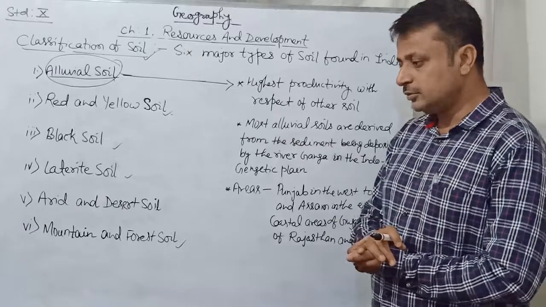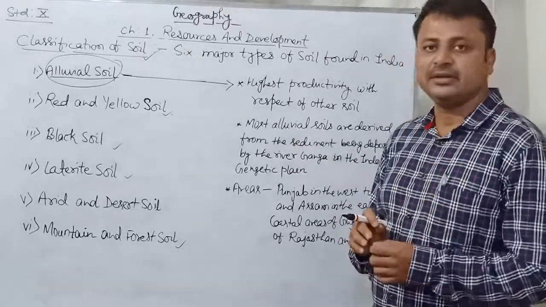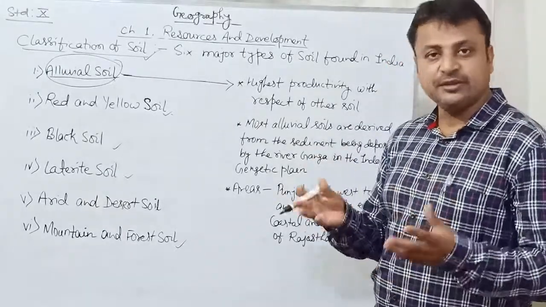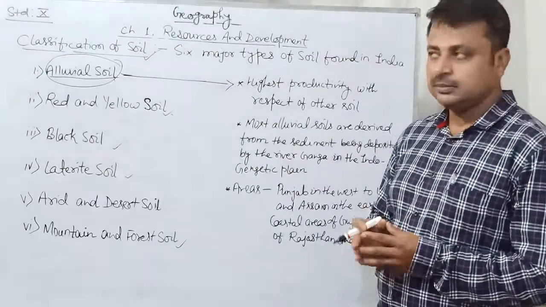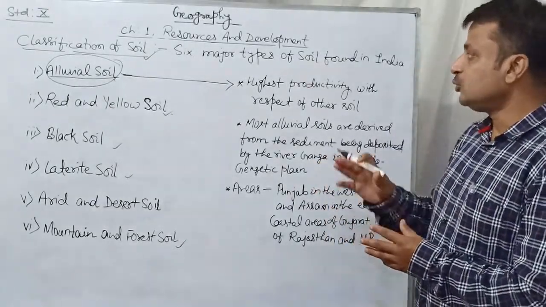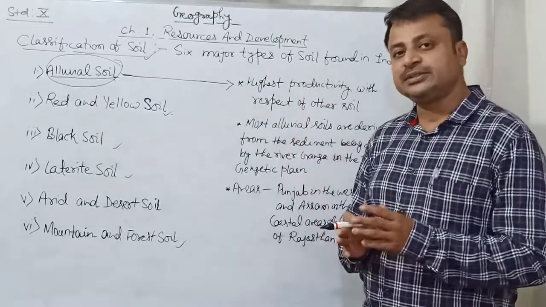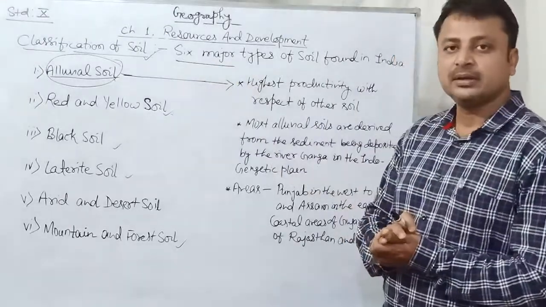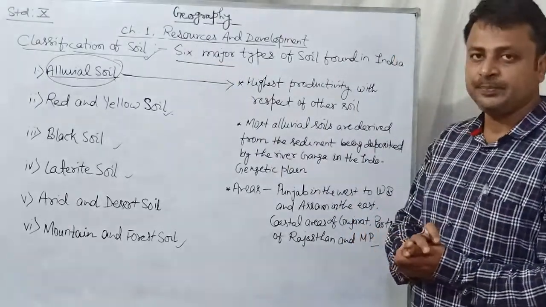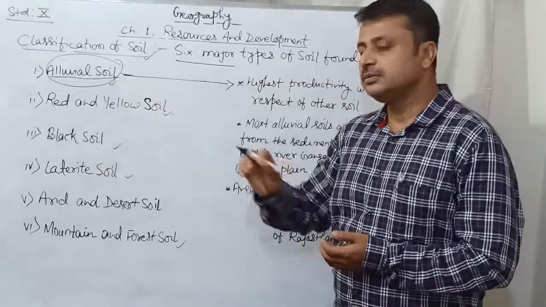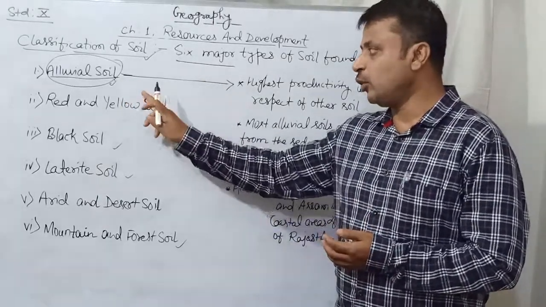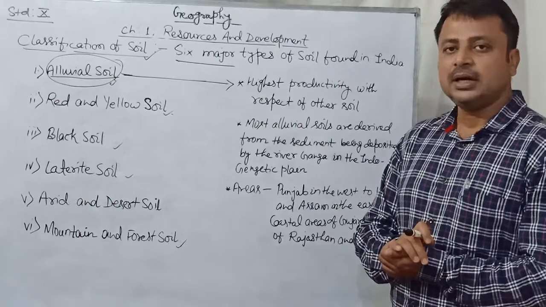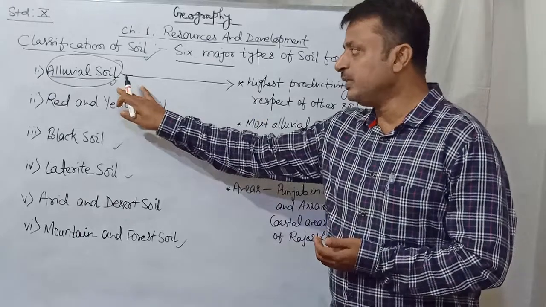On the basis of the size of particles present in it, it can be divided into loamy soil, sandy soil. But broadly, soil that is found in India can be classified into six major categories. What are those six major categories? Namely, alluvial soil. The first and foremost important soil that is found in India is alluvial soil.